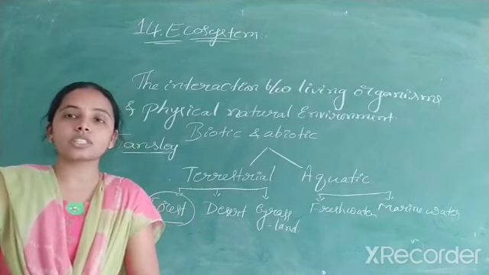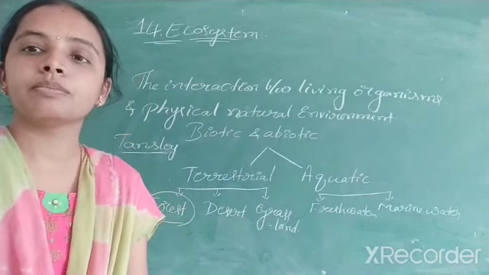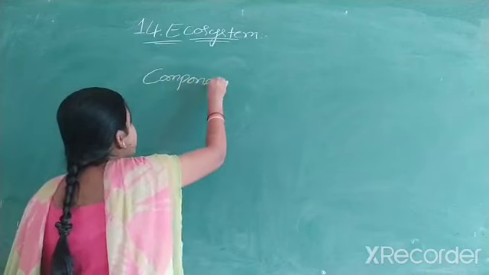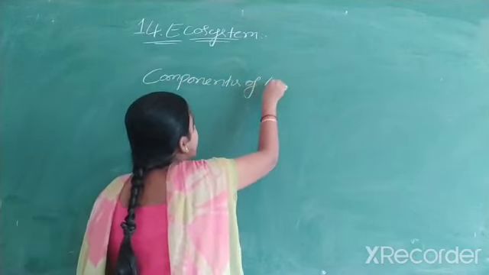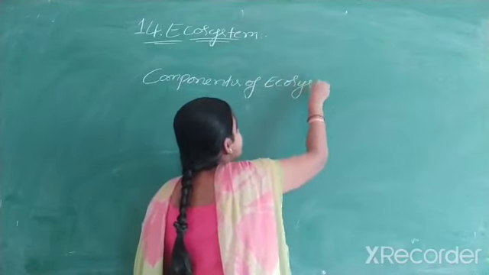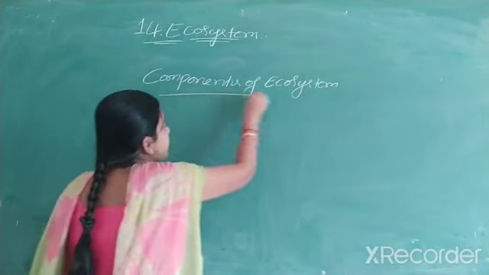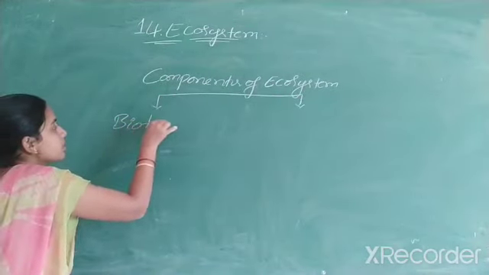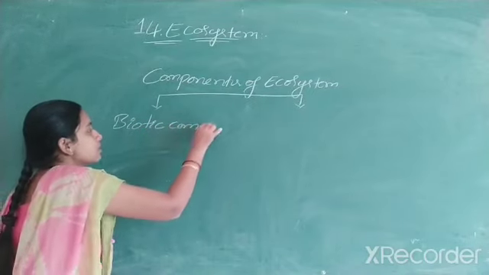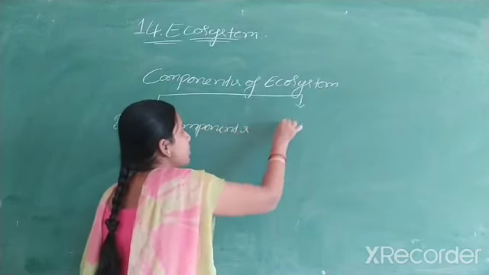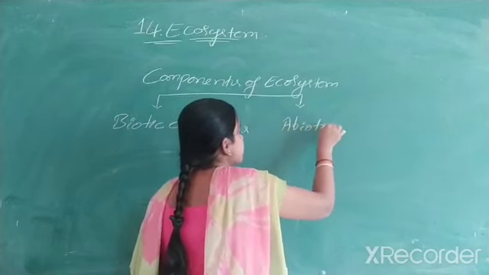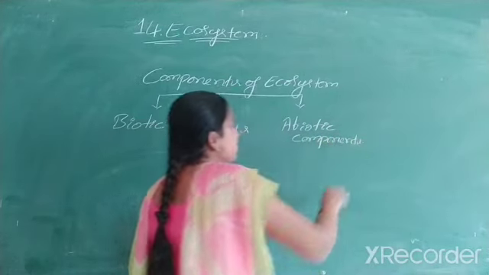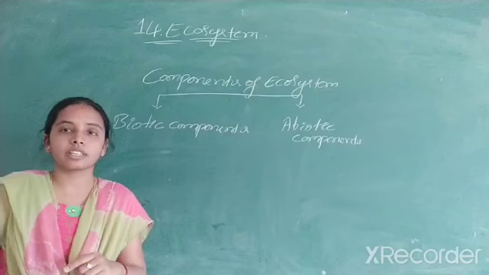Now let us look at the classification of the components of an ecosystem. An ecosystem consists of two components: biotic components and abiotic components.